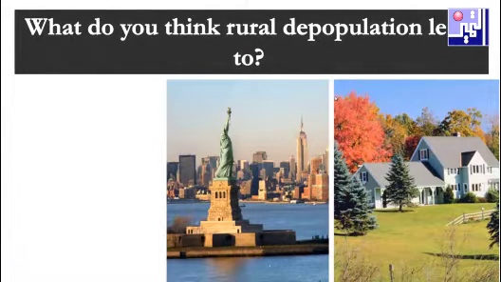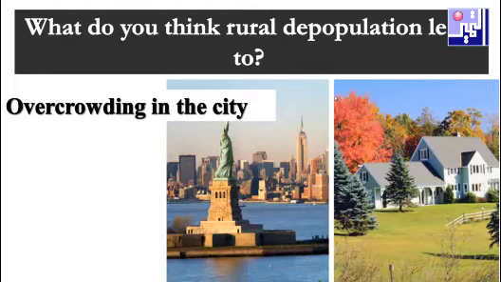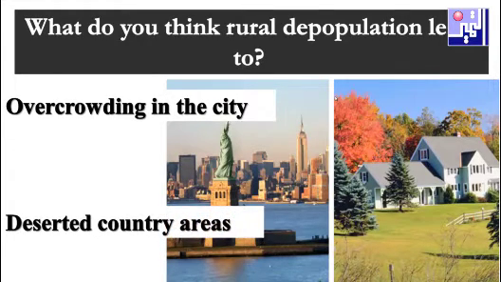After that, what do you think rural depopulation leads to? Rural depopulation: people move from the countryside to live in the city, and we have bad consequences for this. The first one is overcrowding in the city. And two, we will leave deserted country areas. So this is about it.